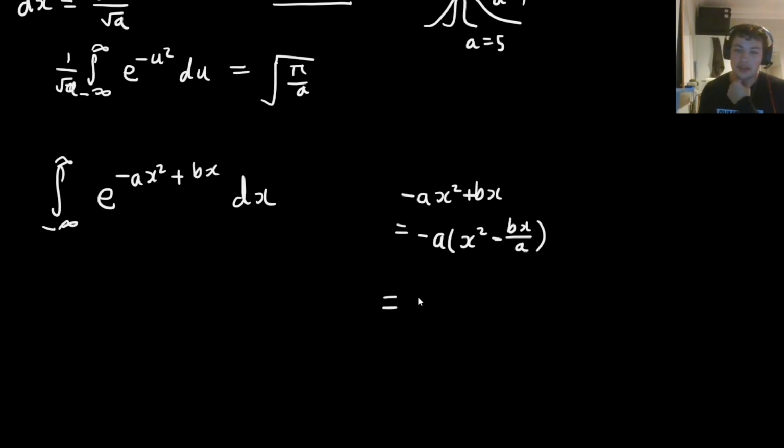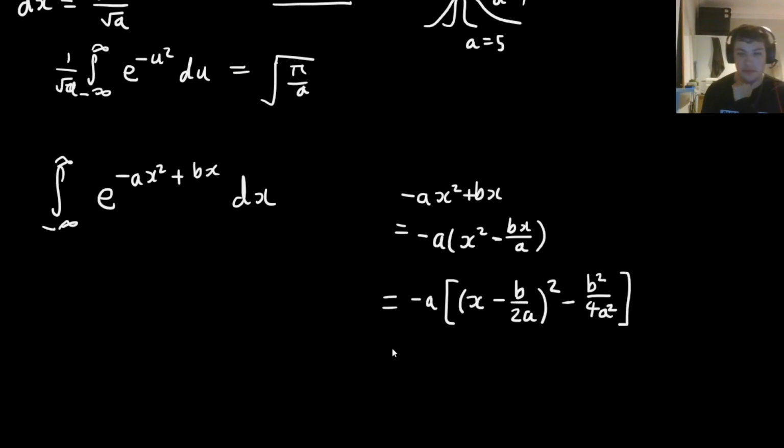And we're just going to complete the square on that. So that's minus a, and this is x minus b over 2a squared, and then that's going to give us a minus b squared over 4a, sorry, plus b squared over 4a, so we need to subtract that back off, over 4a squared. So x minus b over 2a squared times minus a, plus b squared over 4a.